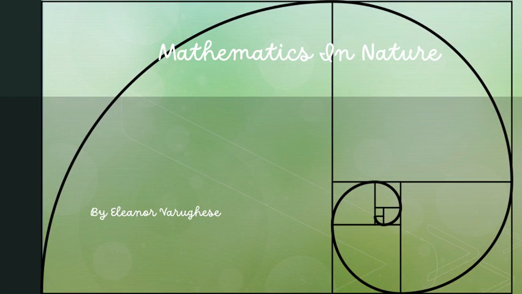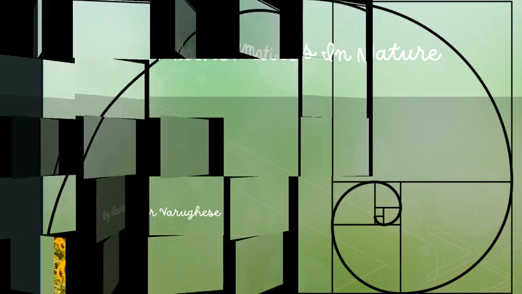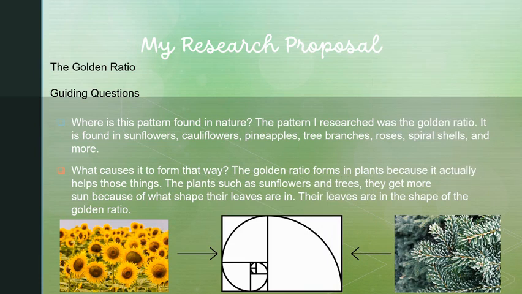My name is Varughese, and for my GT project, I chose this topic because I love math. For the first part of my project, I started researching the golden ratio, which is a mathematical concept. I jotted down a few questions, and these are the answers.